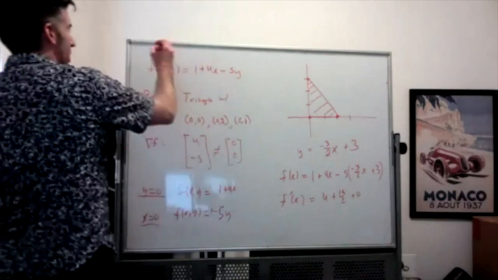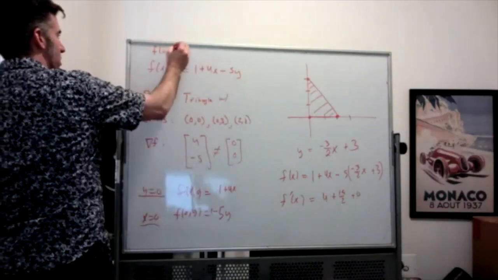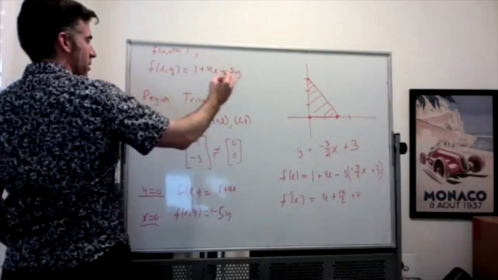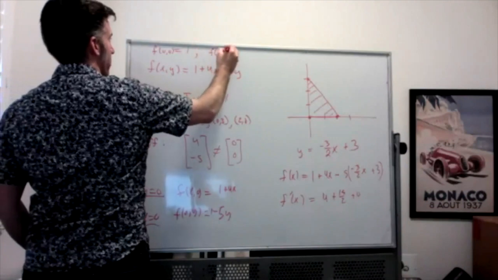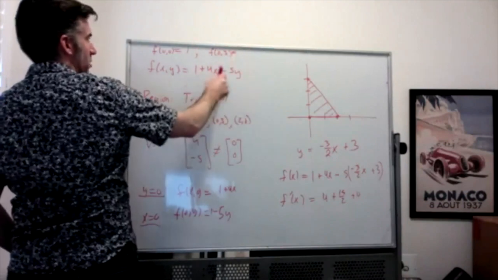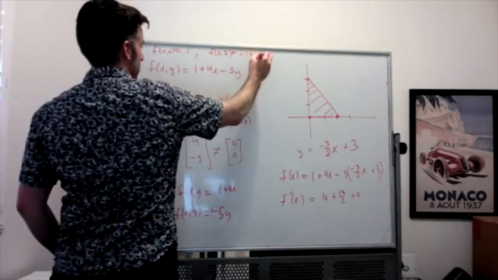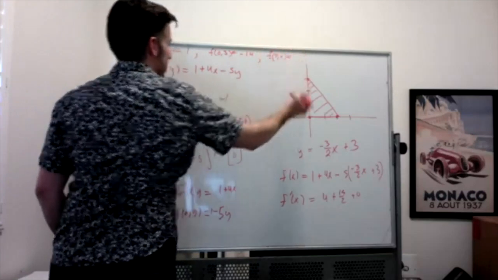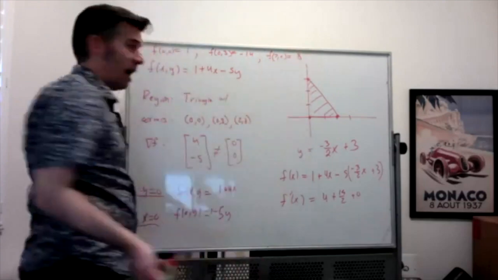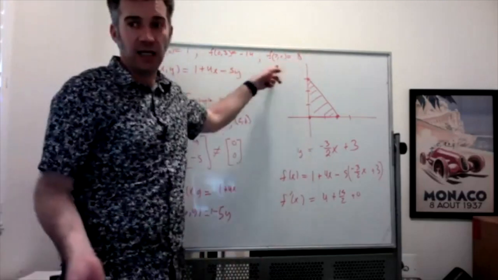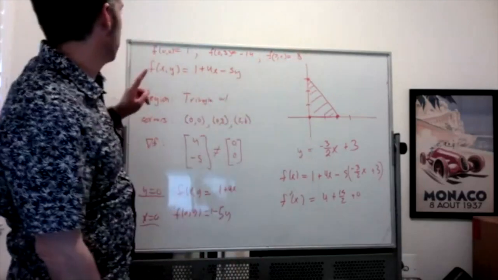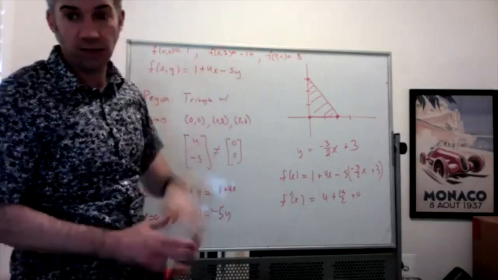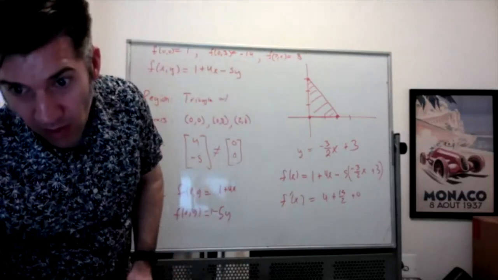So f of 0, 0 is 1. F of 0, 3 is 1 minus 15, which is negative 14. And f of 2, 0 is 8. So an absolute maximum of 8 at the point 2, 0, an absolute minimum of negative 14 at the point 0, 3.